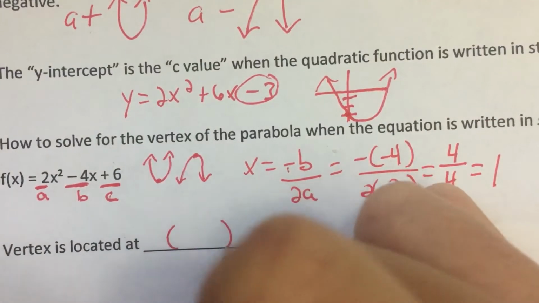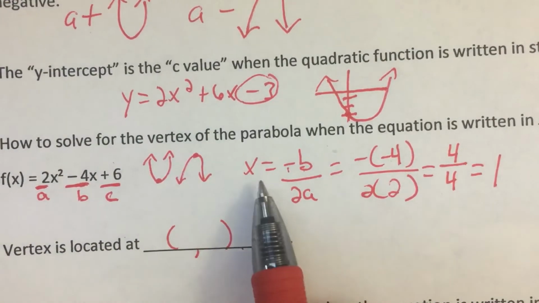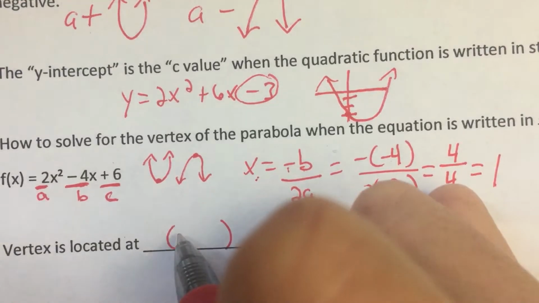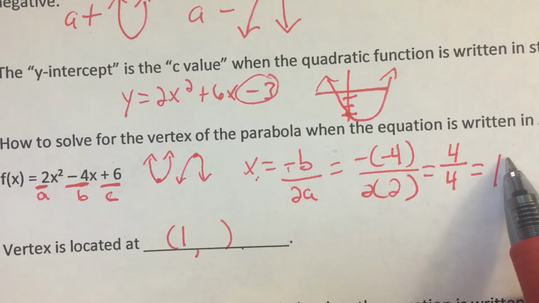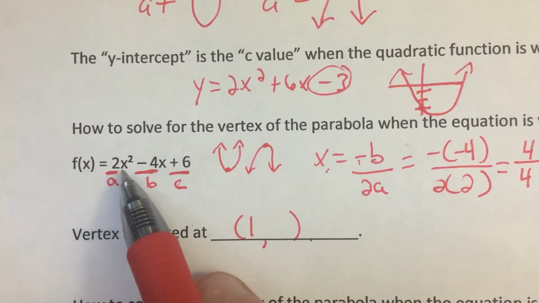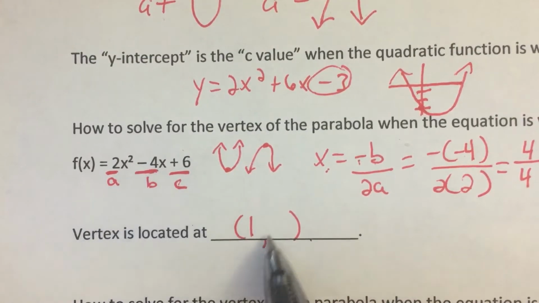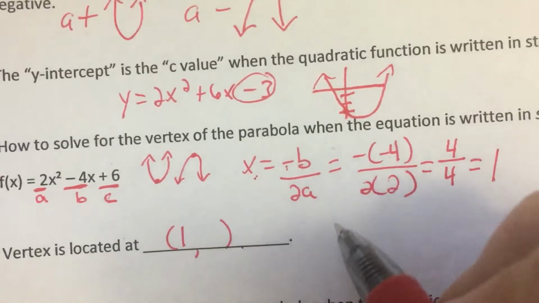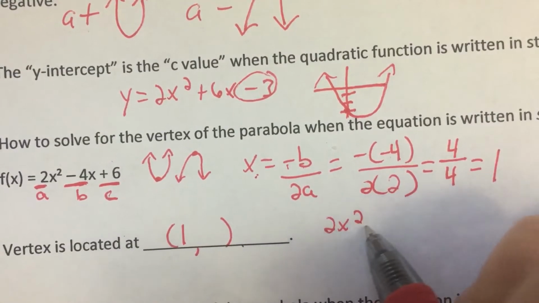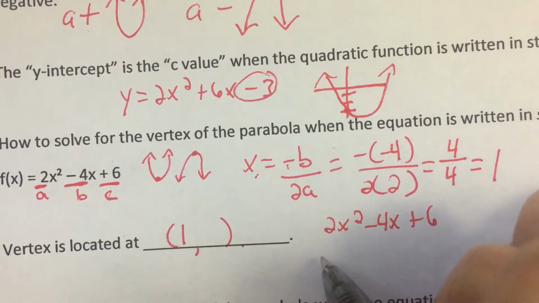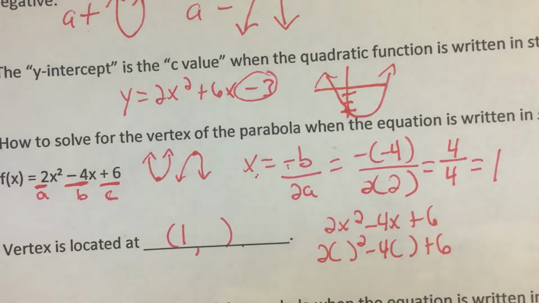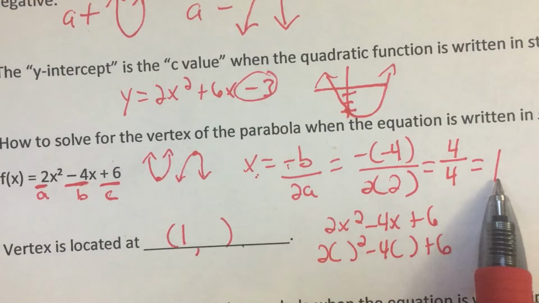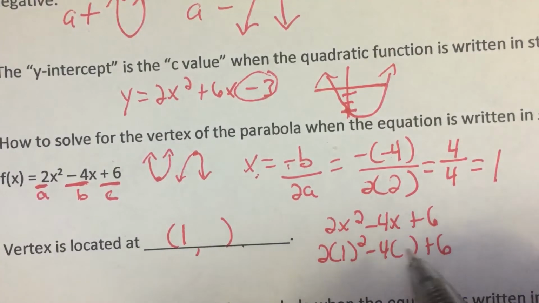A vertex is a location that needs an x and a y, and all we've done with this formula is find out what the x is. 1. We now need to take that x we just found, 1, and go back to the equation and plug it in for x here and here to find out what the y value is. So 2x squared minus 4x plus 6, I'm going to plug in for x now and solve. What am I plugging in for x? The number 1 that we just found.